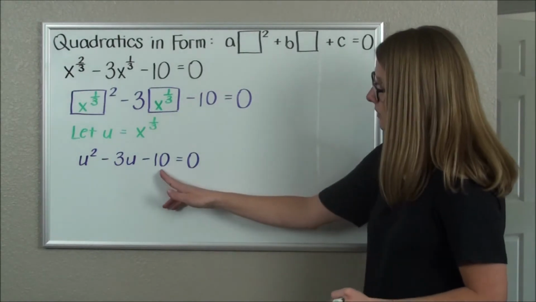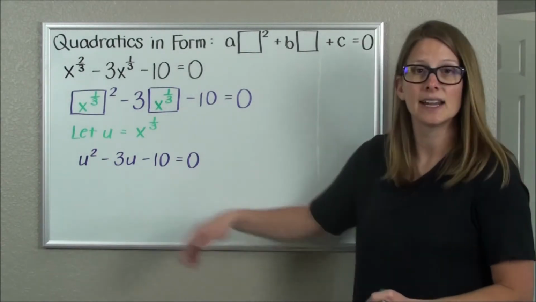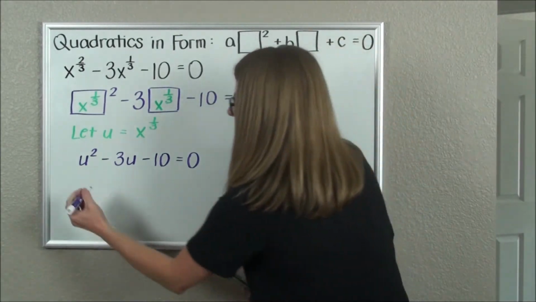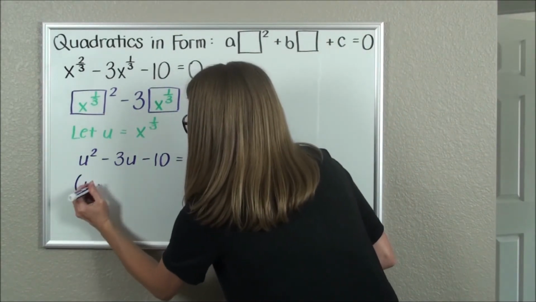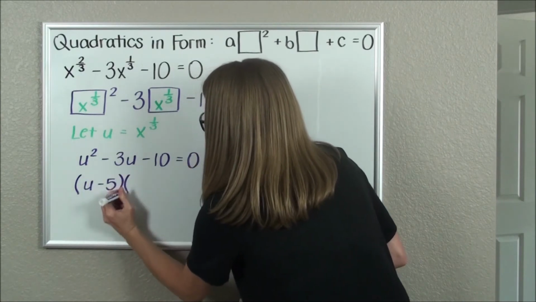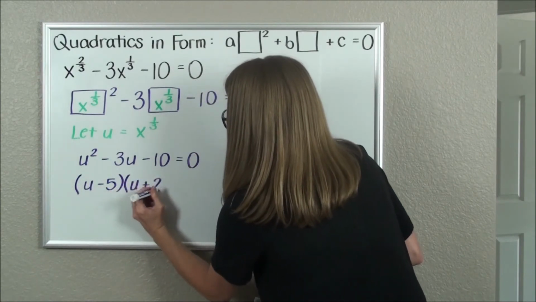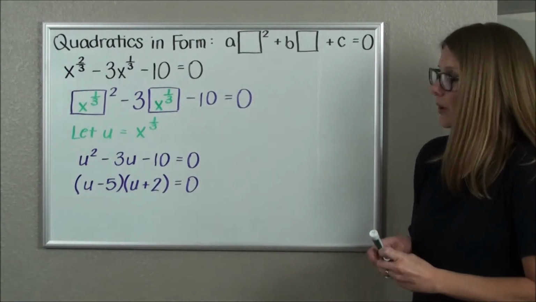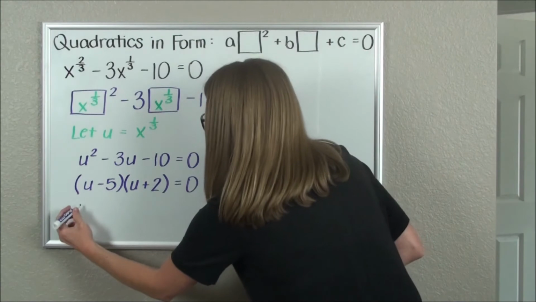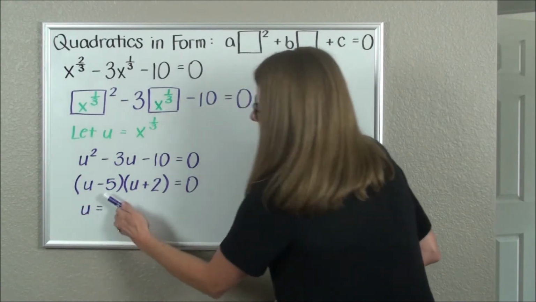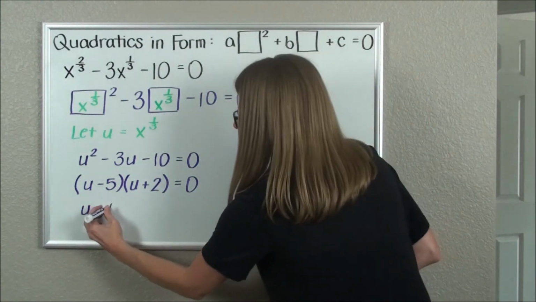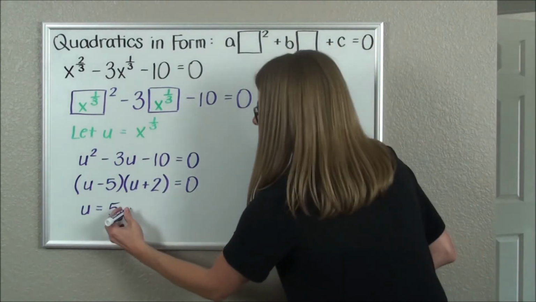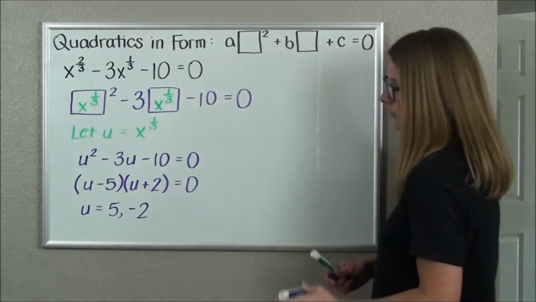I'm looking for numbers which multiply to -10 and add to -3. I'm seeing -5 and +2. Again, right now, I'm using the letter u. I'm thinking in terms of nicknames right now while I solve this. And so now I get two solutions for that letter u, for that nickname. If u minus 5 is 0, then u must be 5. If u plus 2 is 0, then u must be -2.